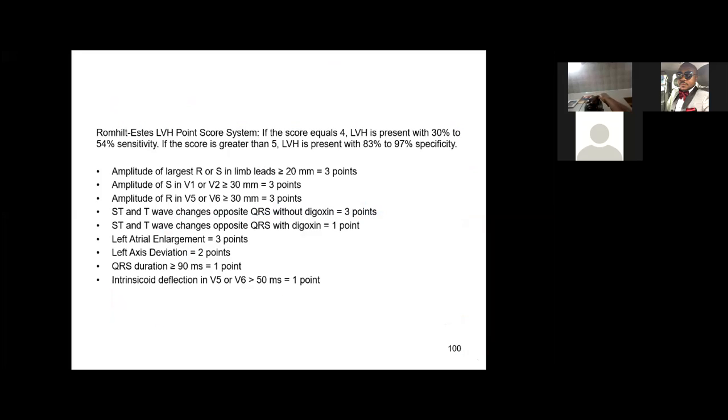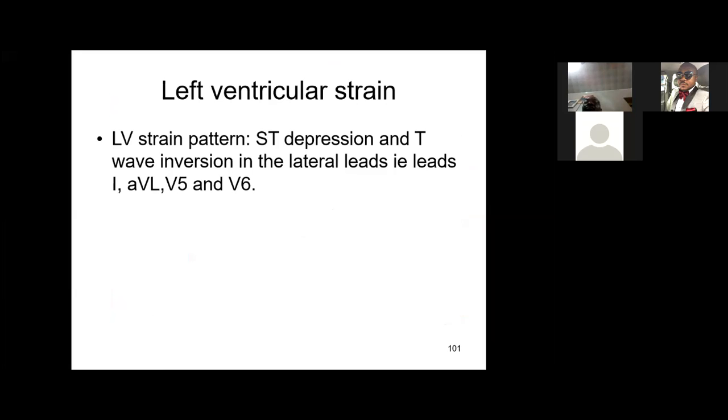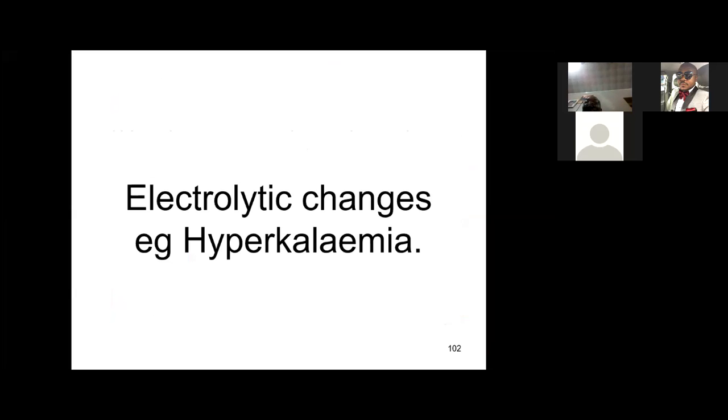Romhilt-Estes is a point-based system. I will just mention it as a point-based system. It depends on several criteria here. Generally speaking, if the score is greater than 5, left ventricular hypertrophy is present with 83 to 97% specificity. The left ventricular strain pattern is seen as ST depression and T wave inversion in lateral leads, i.e. leads 1, aVL, V5, and V6.